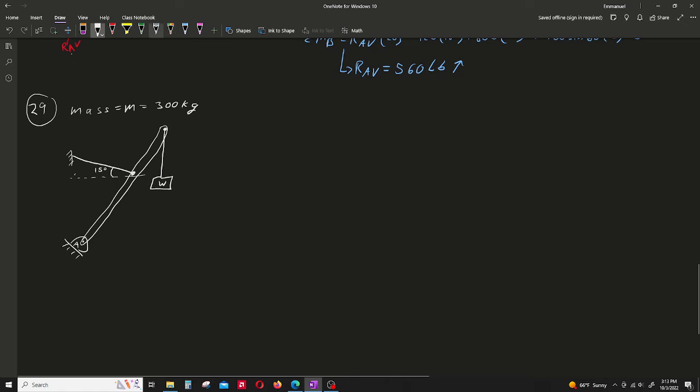So with that being said, the forces that we have on here are probably going to be something like this. We do know that this is going to be a force in the y direction, just as well as a force in the x direction.